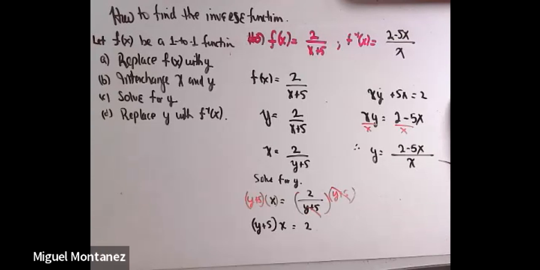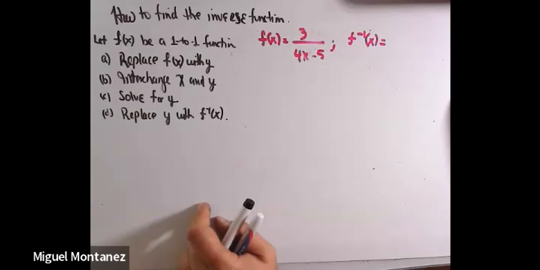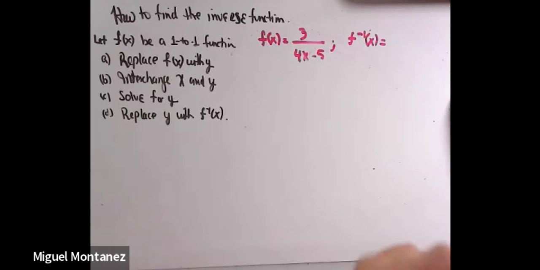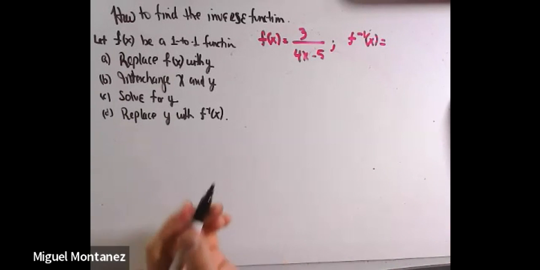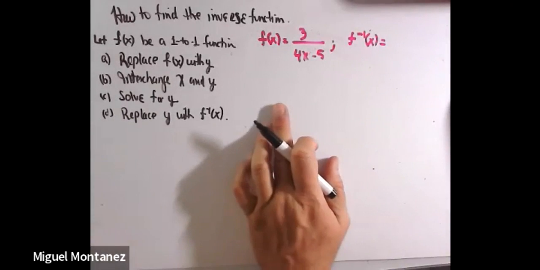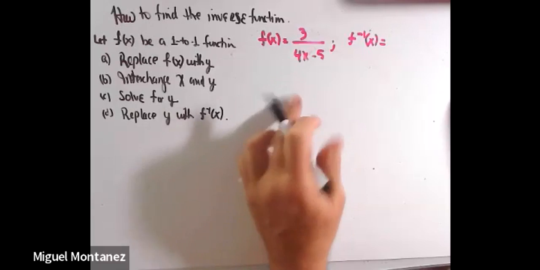Let's try another example. Let's try this one. This is the example that we better not divide by x. We better distribute, just like we did the previous example. So I'm going to do this one kind of quickly, the first steps. You can follow me.